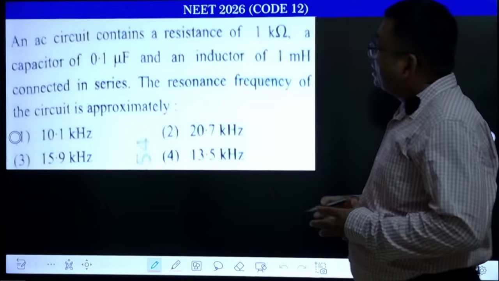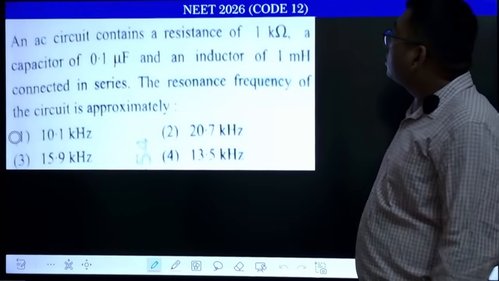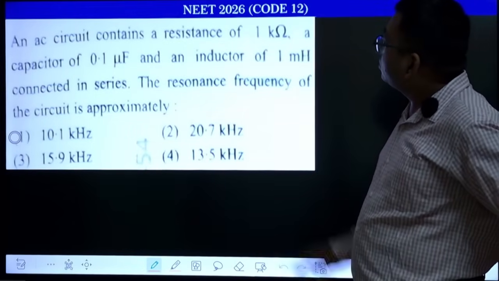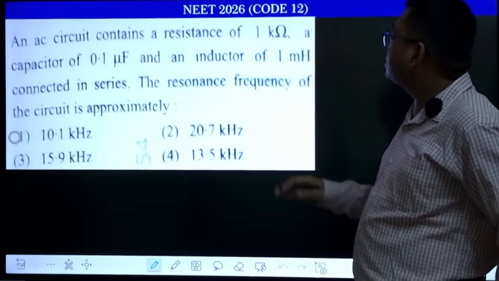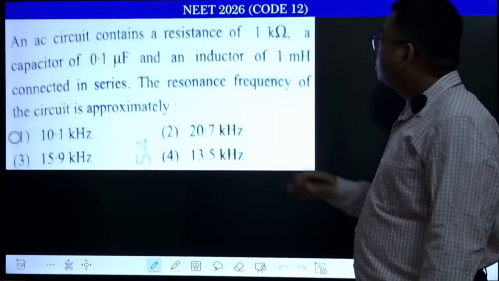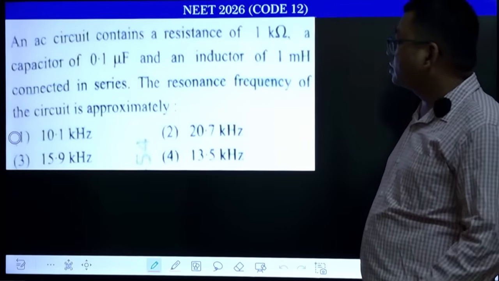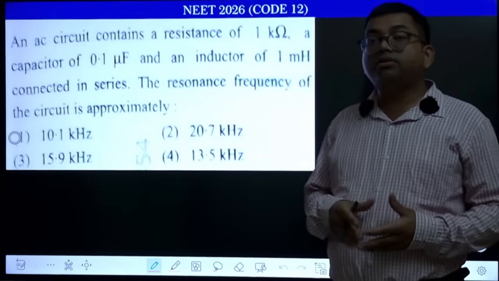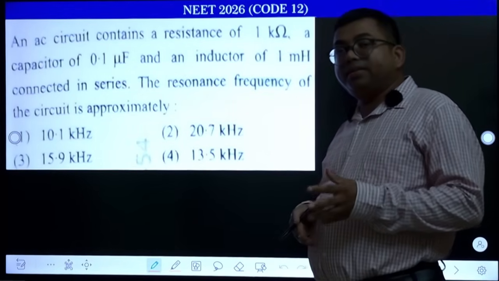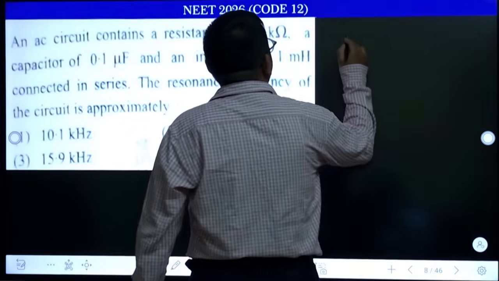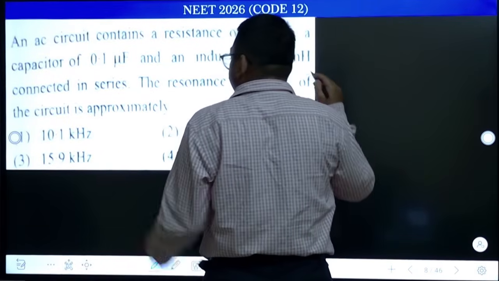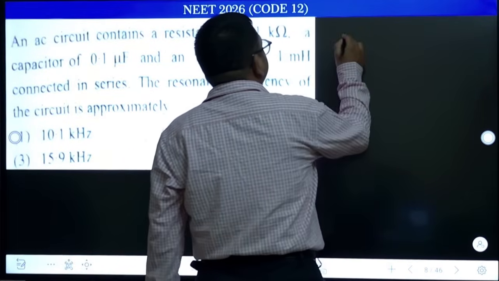An AC circuit contains a resistance of 1 kilo ohm, a capacitor of 0.1 microfarad, and an inductor. So resistance is given, capacitance is given, inductance is given. It is a series LCR circuit. We have to calculate the resonance frequency of the circuit. At resonance there is a direct formula we should know, but they are asking for the frequency in kilohertz.